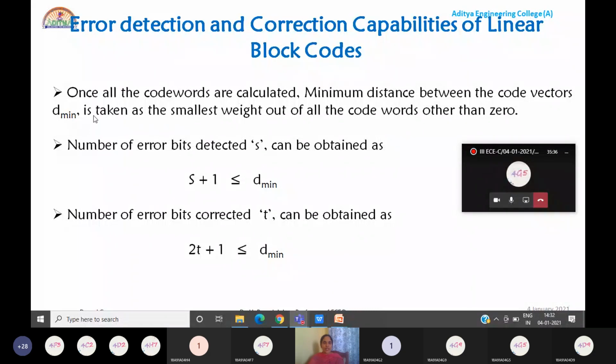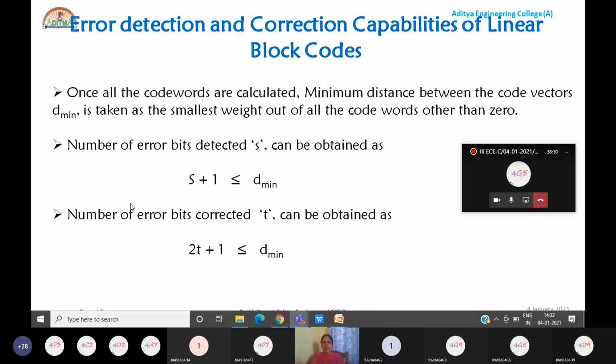Okay, so once you calculate the dmin, please find out the number of error bits detected. Yes, as s plus 1 is less than or equal to dmin. How many error bits can you detect? Dmin minus 1. So s is less than or equal to dmin minus 1. And how many error bits are corrected? 2t plus 1 is less than or equal to dmin. So like that you can calculate either the number of error bits detected or corrected by using these two expressions.